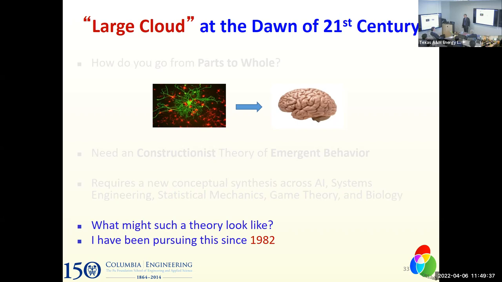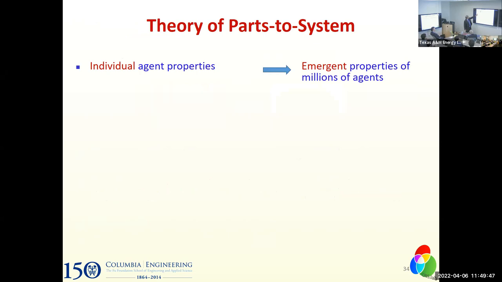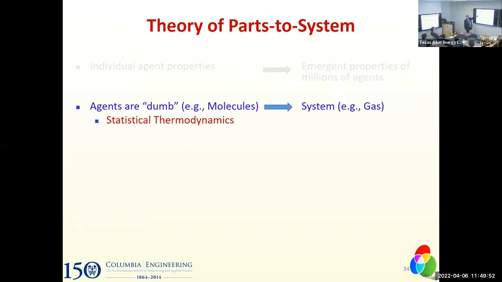This is a question I've been thinking about on the side from 1982, from my graduate school days with Kate Govins. Going from individual agents to emergent properties of millions of agents, we know how to do this in some cases, such as if I know the properties of a molecule, and I put an Avogadro number of them in a container, I can predict the properties of the gas, at least for ideal gas-like molecules. This is statistical thermodynamics. This is really a systems engineering discipline because you go from parts to the whole.